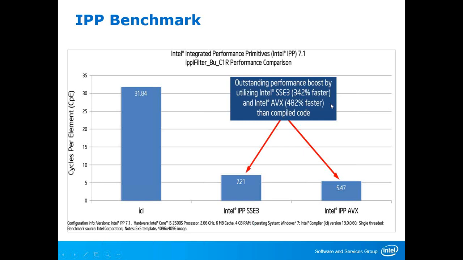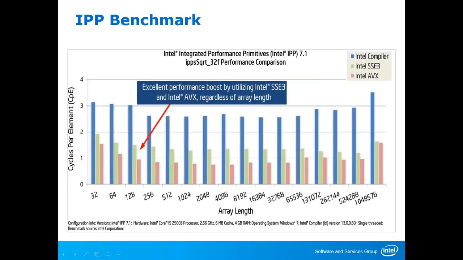Another benchmark, here it is the IPP's square root 32-bit floating point operation. With various array lengths between 32 and 1048576, these are the outputs seen. You can see that the dark line, which is compiled by the Intel compiler, has always taken more time when compared to the IPP with the SSE3 and AVX optimizations.